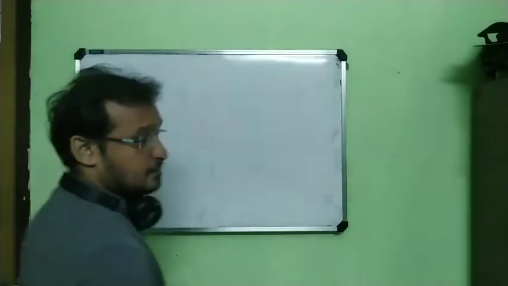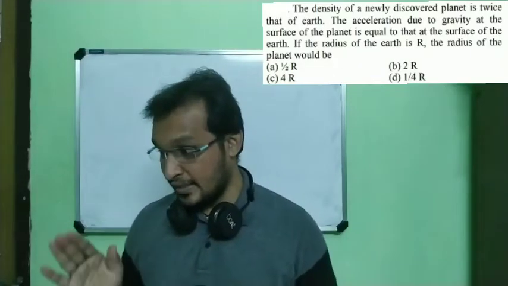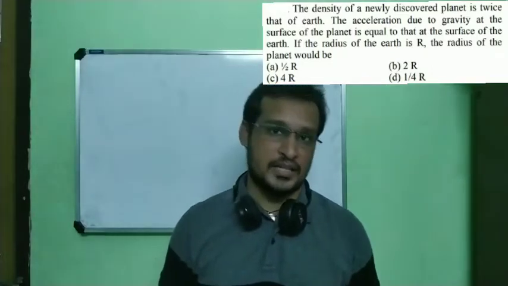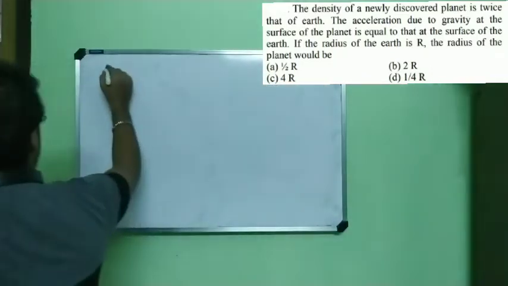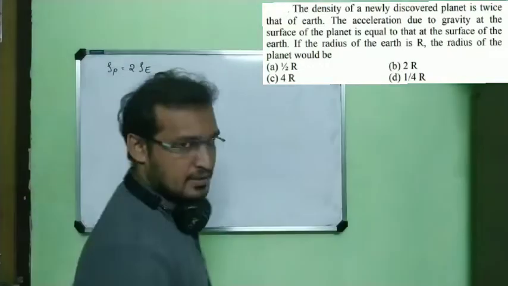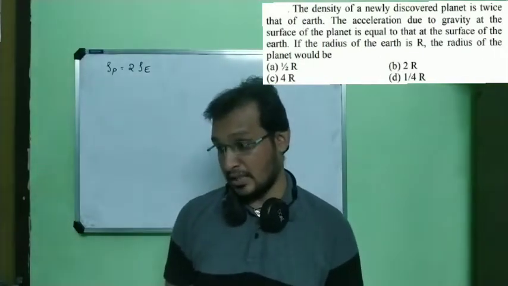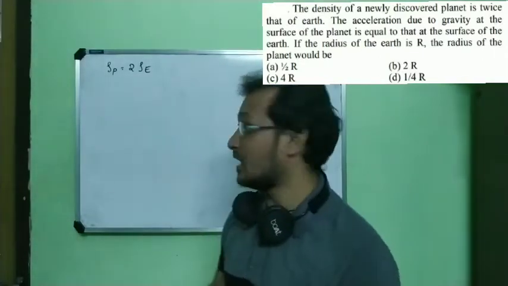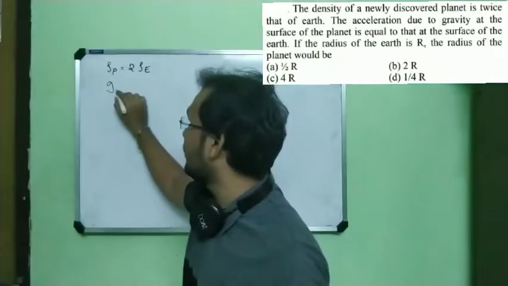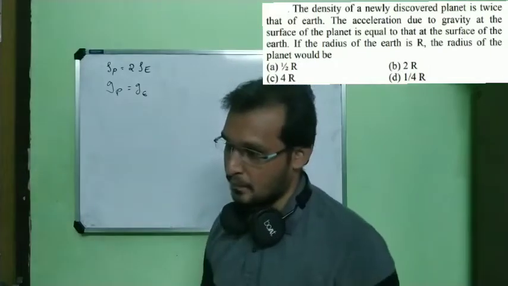Okay guys, now we are going to discuss the third question. This third question is from gravitation. Just read the question. It says: the density of a newly discovered planet is twice that of Earth. Write the given value: density of the planet is twice that of Earth. Then the acceleration due to gravity on the surface of the planet is equal to that on the surface of Earth. Both are the same.